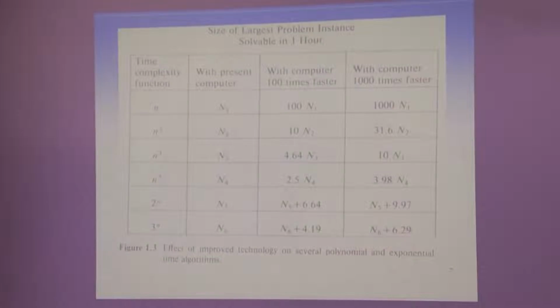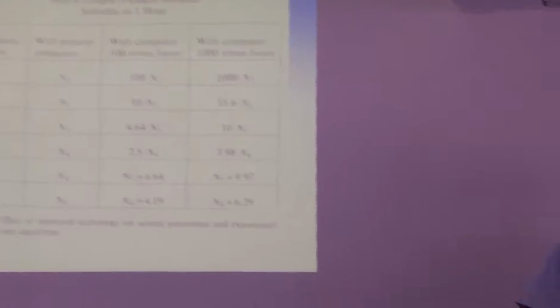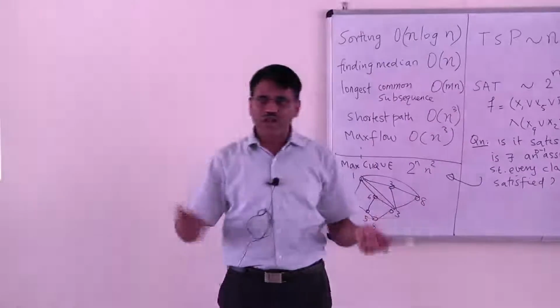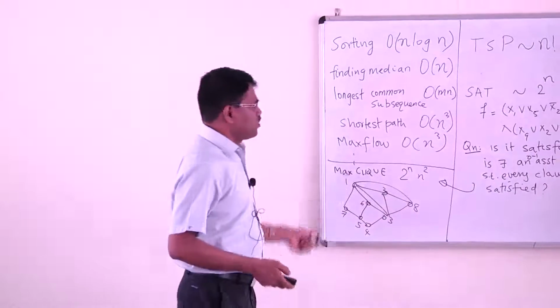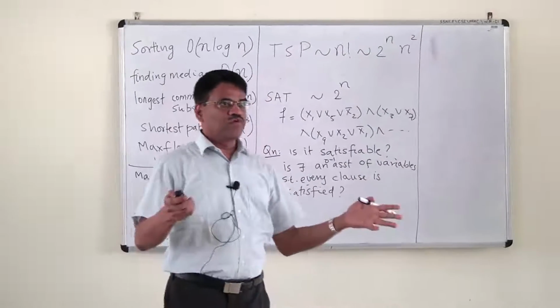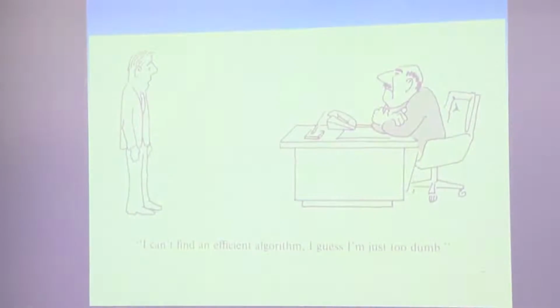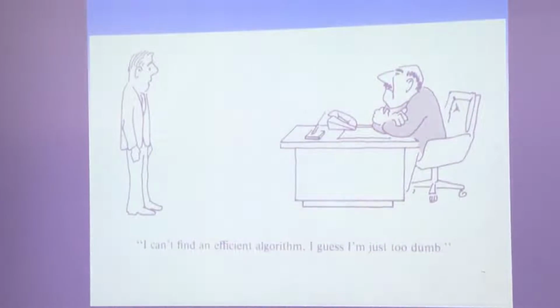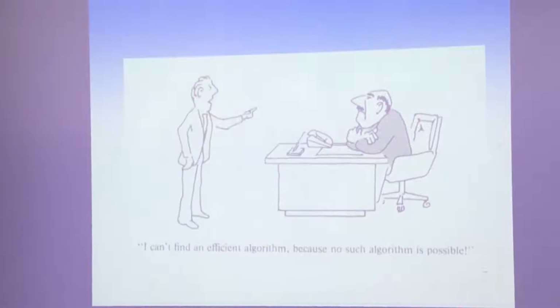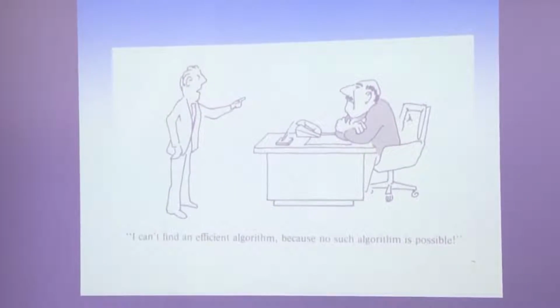But these problems appear in practice. In industry, complex scheduling problems all come up and you really want to solve them. If you come across such a problem, you don't want to go and tell your boss that you can't find an efficient algorithm because you think you are just dumb. What would be ideal is that you could say, no, I can't find such an algorithm because no algorithm is possible.